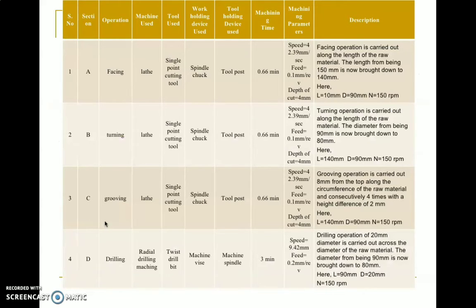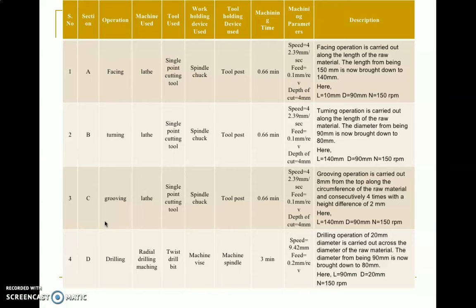And these two slides are an overall process table of all the processes taking place at different sections and what all tools are being used, and it also contains the machining parameters. So this is basically a summary. So we'll go through the summary once. The first part is done. The first process is done at section A.